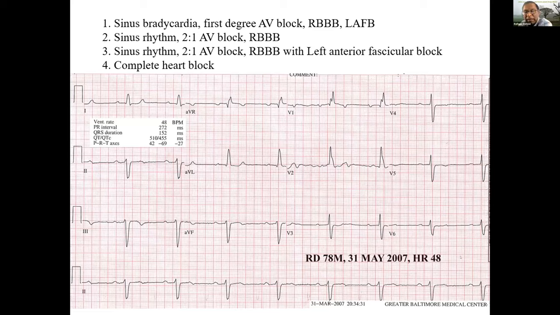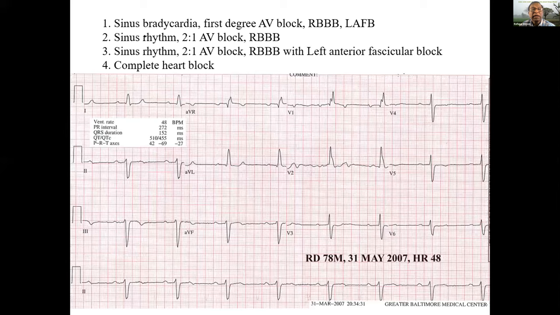As I said, anytime I see right bundle, left anterior fascicular block, slow heart rate, I always try to look for a second P wave. If you look here in V1, this part is exactly the same as this one. Over here, it's a little bit buried. And if you go back here also in lead V3, you see this part. And the timing is exactly 1, 2, 3 big boxes. If I go this way, 1, 2, 3 big boxes. So this was actually a 2-1 heart block with right bundle branch block, left anterior fascicular block.